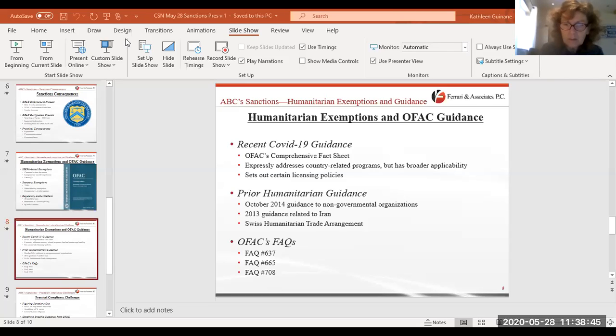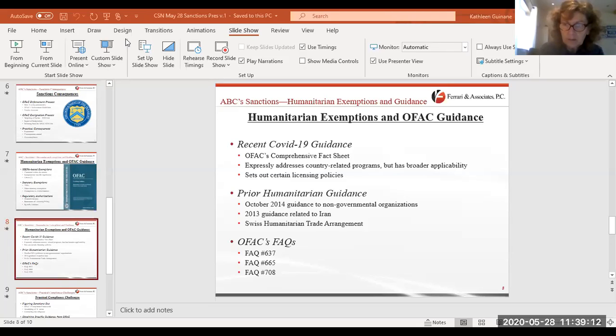OFAC made one other note in this FAQ, which I point out, and which speaks to an earlier question, which is that if you're dealing in exports or re-exports in Venezuela, even if it's for activity authorized by OFAC, you still need to consult the Department of Commerce's Bureau of Industry and Security to ensure eligibility of the exportation under Commerce's authorities. So the inquiry doesn't just stop with OFAC.